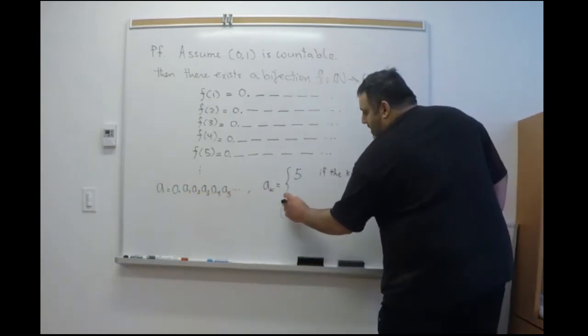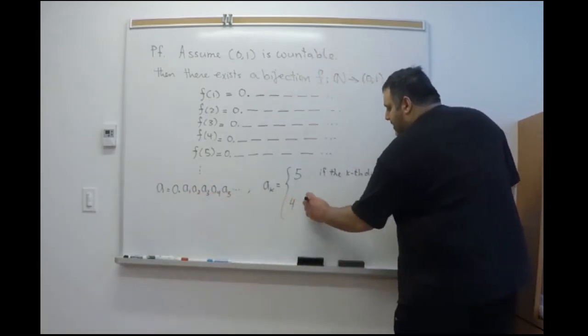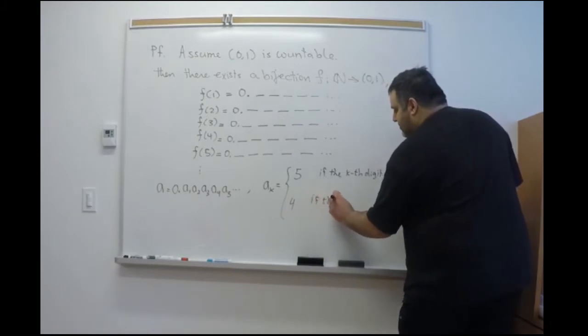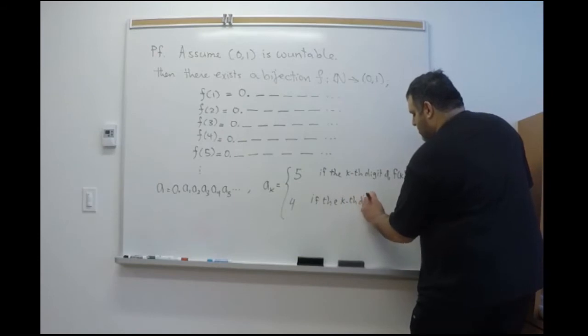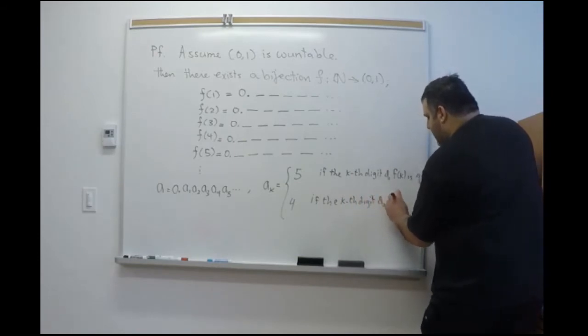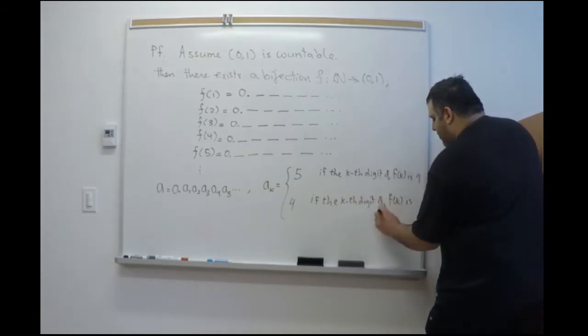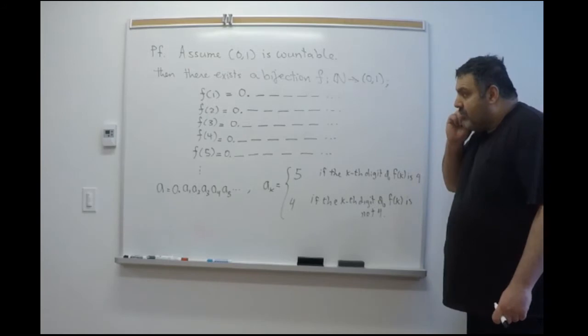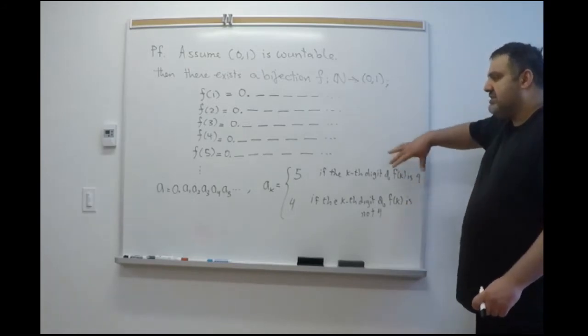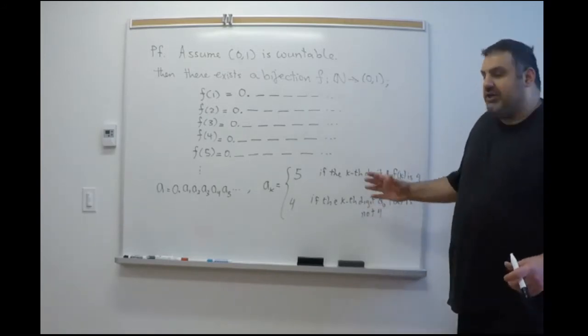And pick it to be 4 if the kth digit of f of k is not 4. Okay? Now, to see how this works, I'm going to give a concrete example.